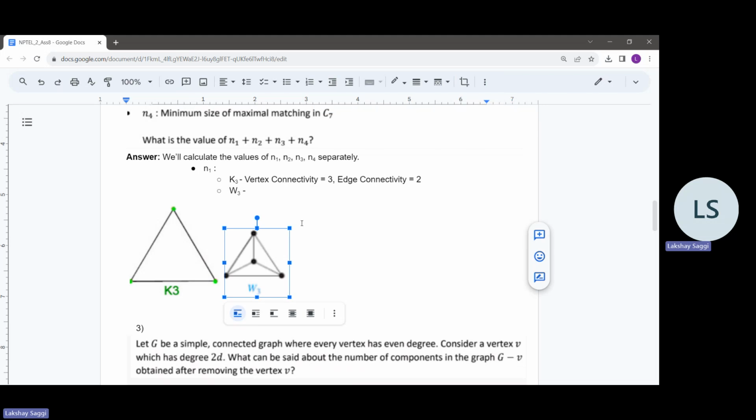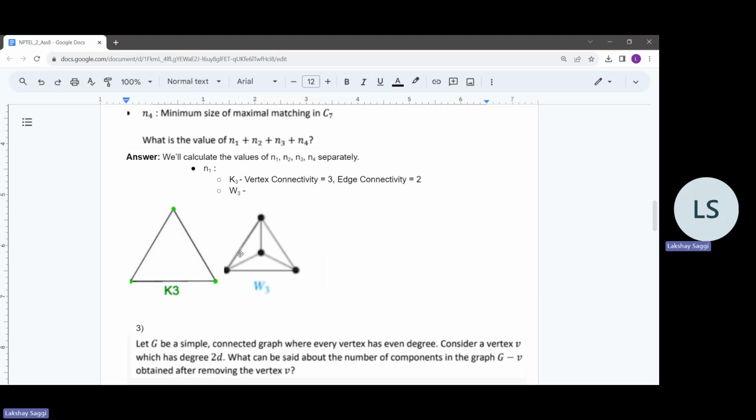Okay, the image is a bit blurry. I don't know why, but yeah, this is what's called a W3 graph. Even though the image is blurry, you get the idea, right? There's this triangle, and at the center of this triangle, there is another vertex, which is connected to all the three vertices of this triangle. That's why it's forming a wheel, and that's why it's called a wheel graph, and hence the notation W3, because wheel starts with a W. So here we need to find out again the vertex connectivity.